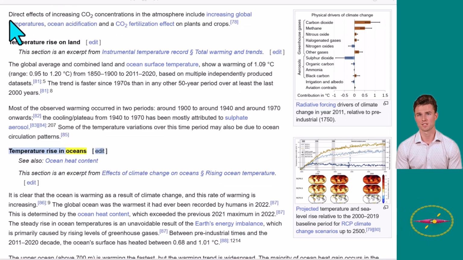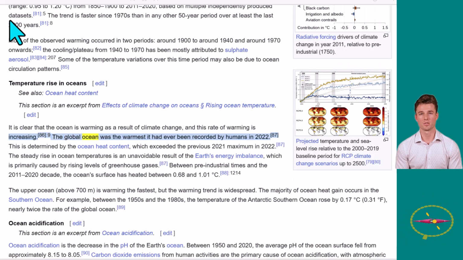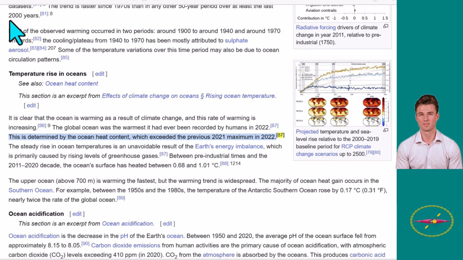Temperature rise in oceans. It is clear that the ocean is warming as a result of climate change, and this rate of warming is increasing. The global ocean was the warmest it had ever been recorded by humans in 2022. This is determined by the ocean heat content, which exceeded the previous 2021 maximum in 2022. The steady rise in ocean temperatures is an unavoidable result of the Earth's energy imbalance, which is primarily caused by rising levels of greenhouse gases.